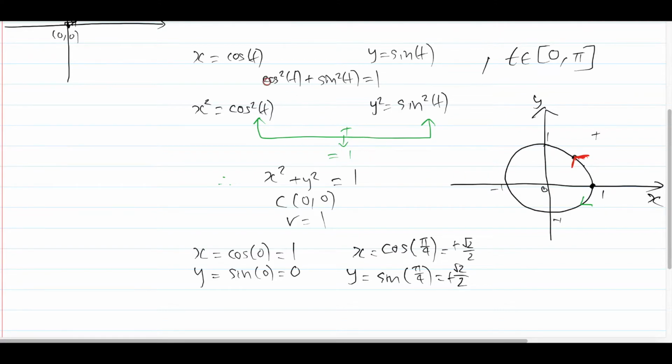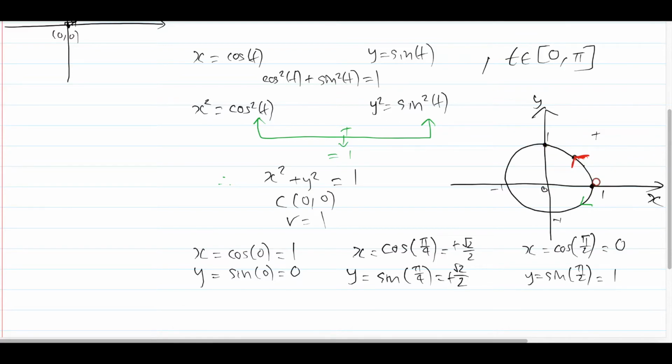If you want to be absolutely sure, you can sub in another one, t equals pi on 2, my bad. So x equals cos pi on 2, that would give you 0, and y equals sine pi on 2, that would give you 1. And as we can see, after pi on 2 seconds, Anthony is over here, okay?